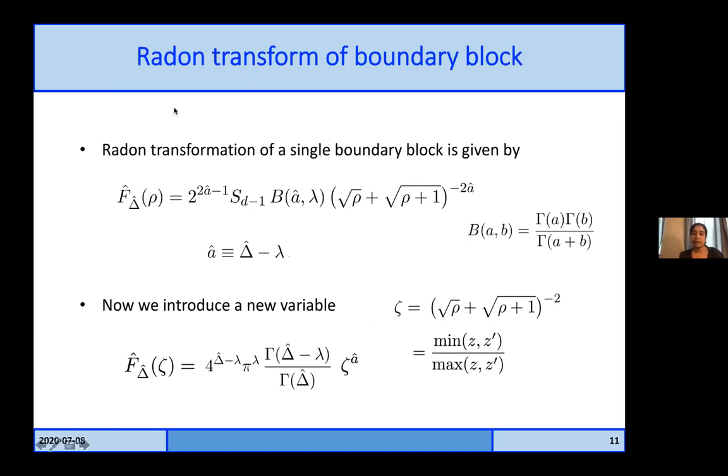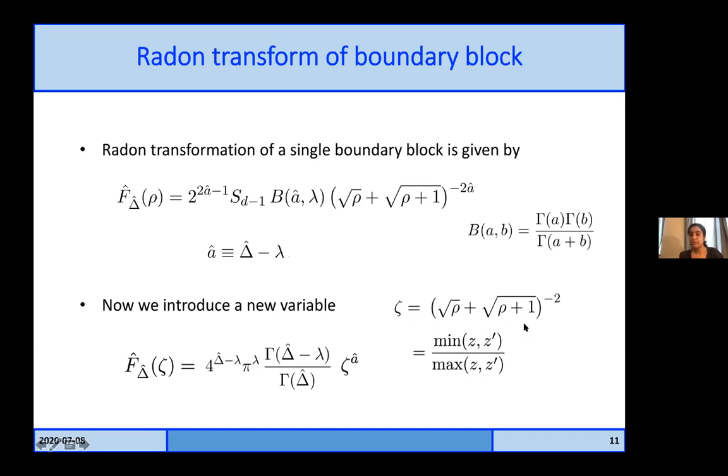So now what we do, we consider the Radon transform of a single boundary conformal block. The boundary conformal block is known in terms of this hypergeometric function, which I showed earlier. And if we do the integral over the radial coordinate, this is what it looks like. So we have some prefactors, and these prefactors depend on the space-time dimension and also on the boundary operator dimension. And if we look into the rho dependence, the rho dependence is in here. Now we introduce a new variable, zeta, which is defined as the ratio of the minimum and the maximum of the points z and z prime. So in terms of rho, this zeta is related to rho this way.